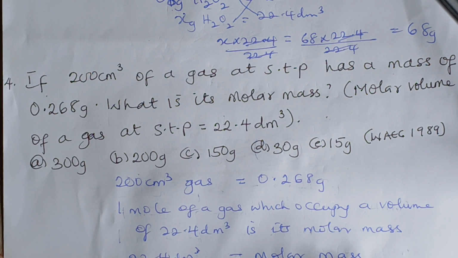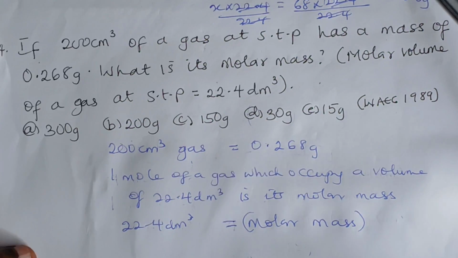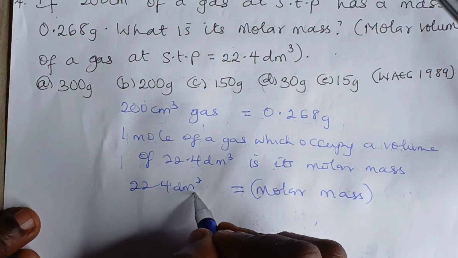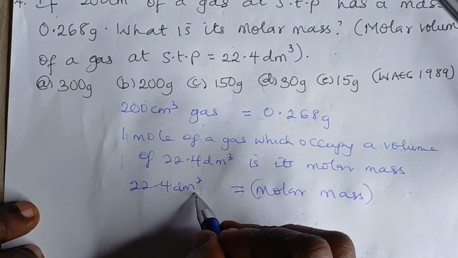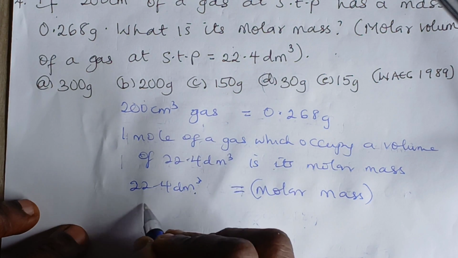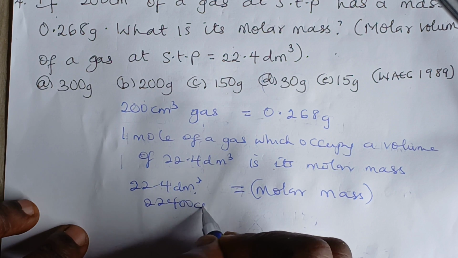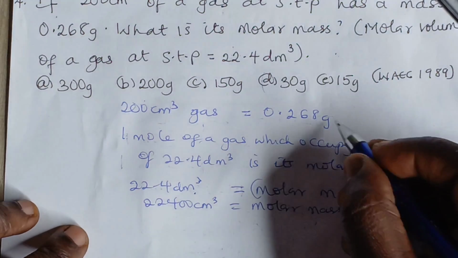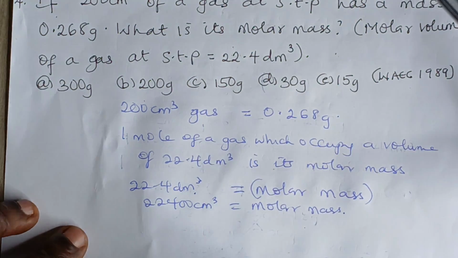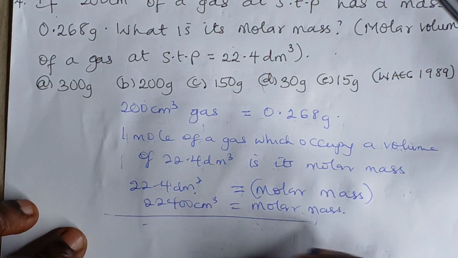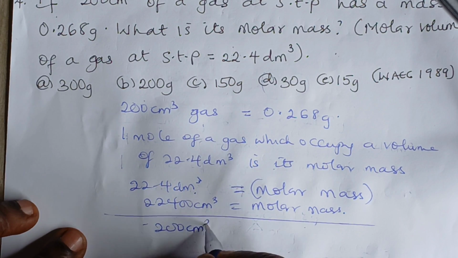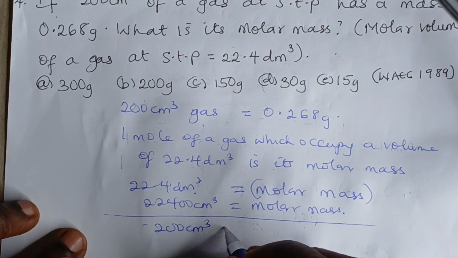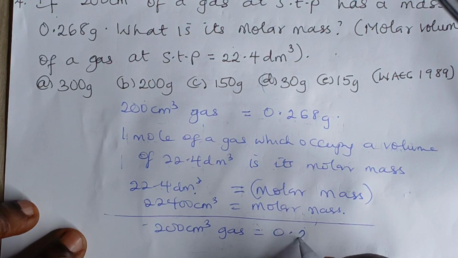Since we don't know the gas, we are going to calculate the molar mass as it was asked in the question. So what we'll do here is convert this 22.4 dm cube to cm cube by multiplying by 1000. So we have 22,400 centimeter cube equals the molar mass, which is always in gram. You can see gram and gram on the same side. So rewriting this, we have 200 centimeter cube of a gas contains 0.268 gram.